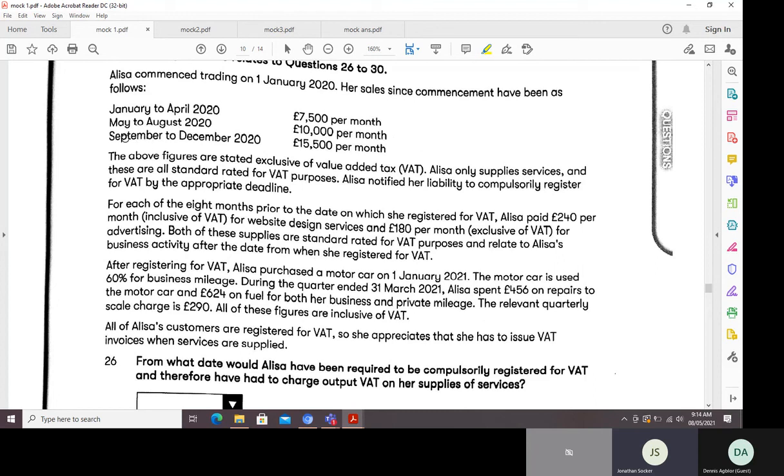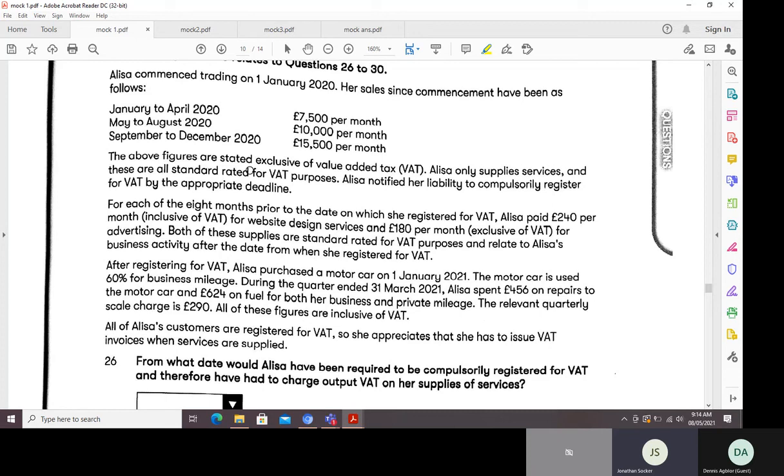You get that? It was exceeded at the end of September 2020. So since we hit the limit at the end of September, by 30th October you have to do the notification. Inform the tax authorities by 30th October, and you are registered from November. So you are registered from 1st November.